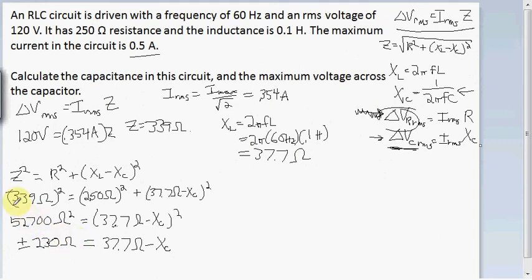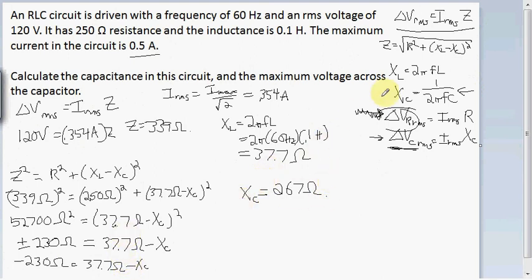Now, it turns out in this case only one of those is going to make sense, because X sub C here has got to be a positive number. So there's no way we can get something above 37.7. So this is going to have to be negative. So negative 230 ohms is equal to 37.7 ohms minus XC. And this gives us XC is equal to 267 ohms. If I'd taken plus 230 ohms here, I would have ended up with a negative number for X sub C, and that can't be right.